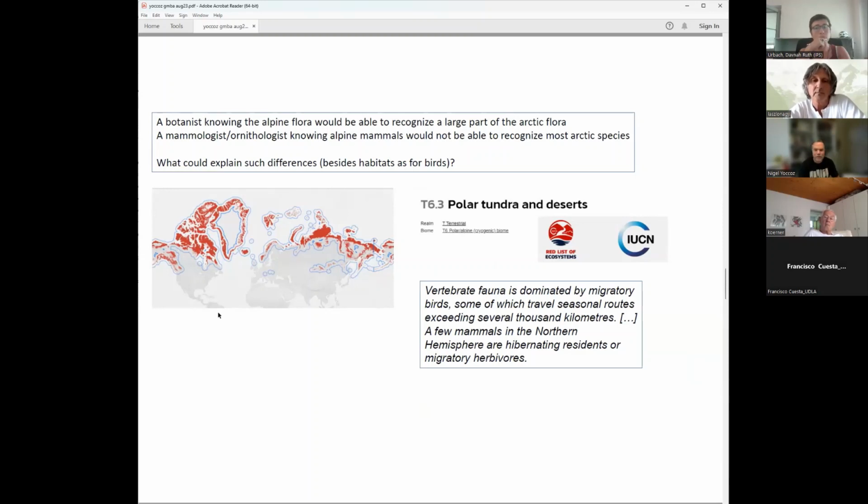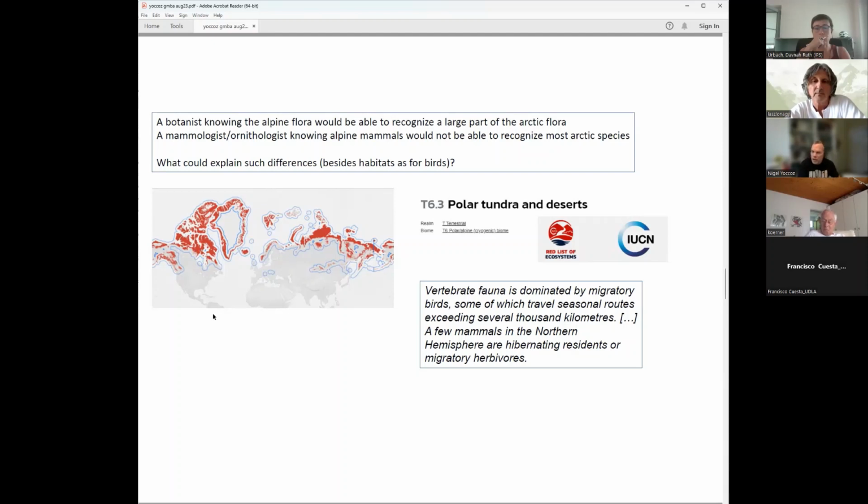A botanist knowing the alpine flora would be able to recognize a large part of the Arctic flora. There are very few endemic species. It's some tens of species among 2,000, so it's a very small proportion. So a botanist like Christian, even if he had never been in the Arctic, would be able to recognize a large number of species. Now, a mammalogist or ornithologist knowing the alpine mammals would be completely lost in the Arctic, because most of the species that you have in the Arctic are not found in the Alps.